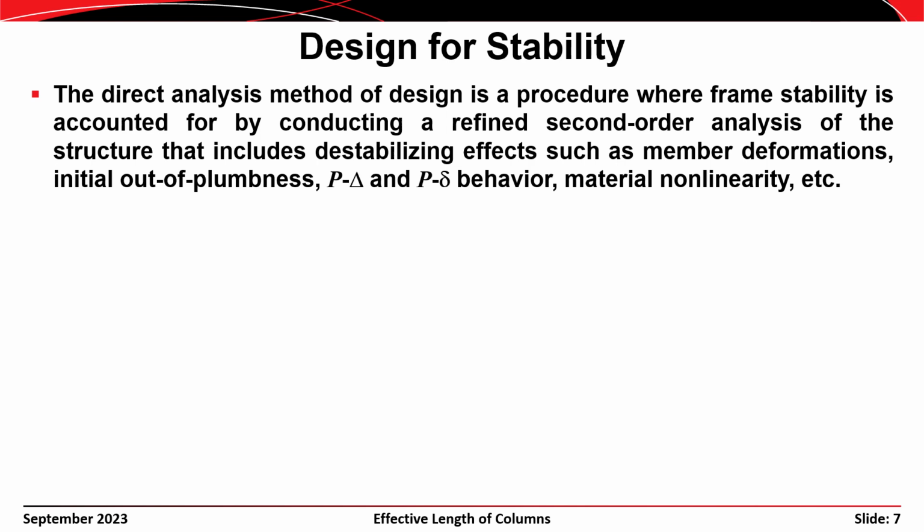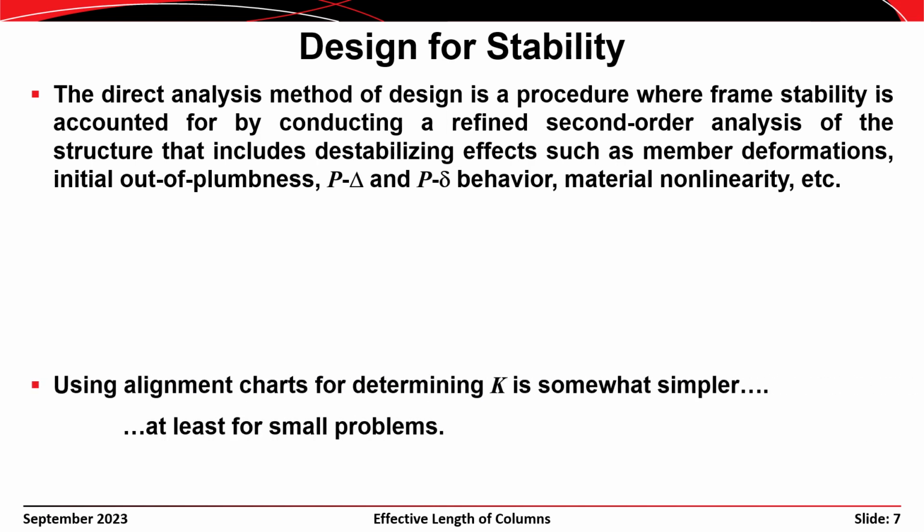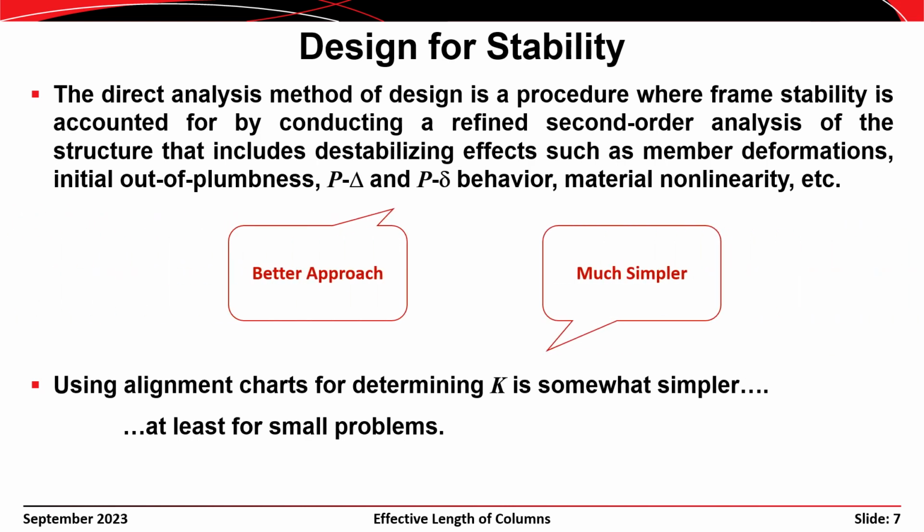The direct analysis method is a procedure where you use a refined second order analysis that includes several destabilizing effects in the structure, including P big delta and P little delta effects, material nonlinearities, and other effects. The reward for conducting such a sophisticated analysis is that in the end, the effective length factor, K, can be taken as 1.0 for all members. Using the alignment charts is generally considered to be simpler, at least for small problems, but the direct analysis method is fundamentally a better approach.